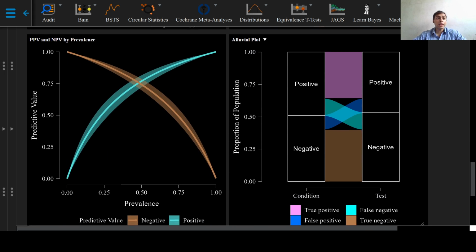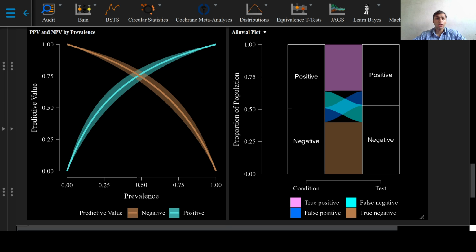Coming to the PPV and NPV by prevalence plot, this plot shows how both of these values change as a function of prevalence when the test characteristics are kept constant. In this example, since our prevalence is 0.491, we are able to see the PPV and NPV at this point, both of which are approximately 0.75.